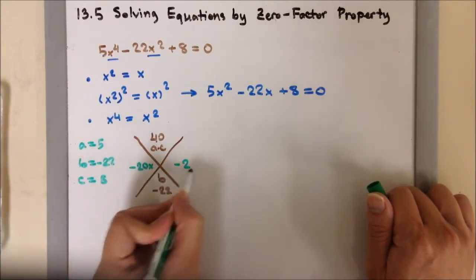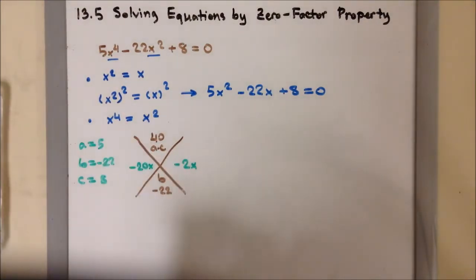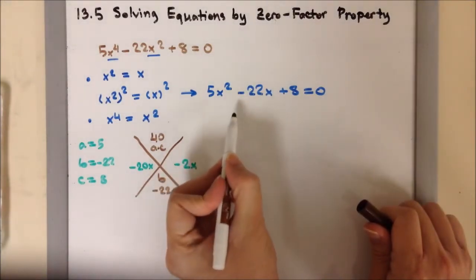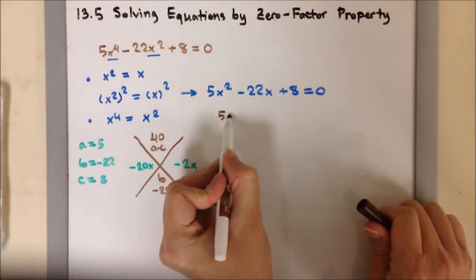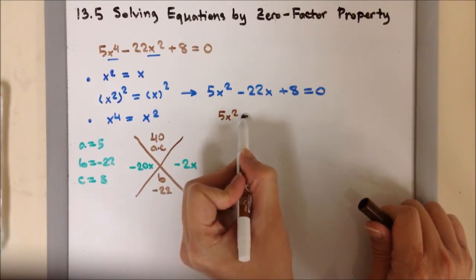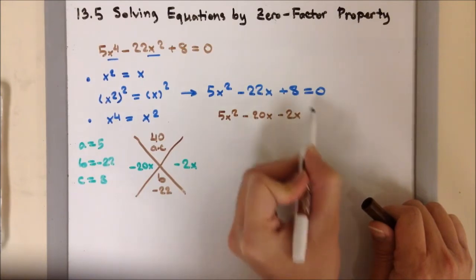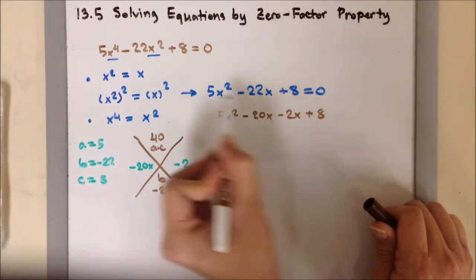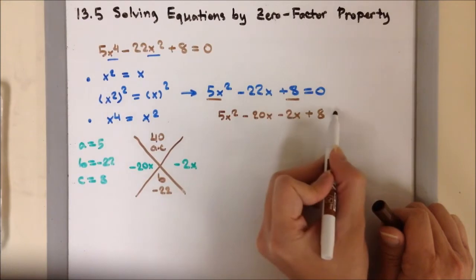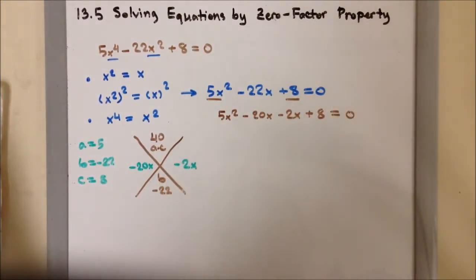So let me add the x's because we're going to have to factor this by grouping, since my a value is not positive 1. So I'm going to rewrite it as 5x squared minus 20x and then minus 2x and then plus 8 equal to 0. Alright, so factor this by grouping.